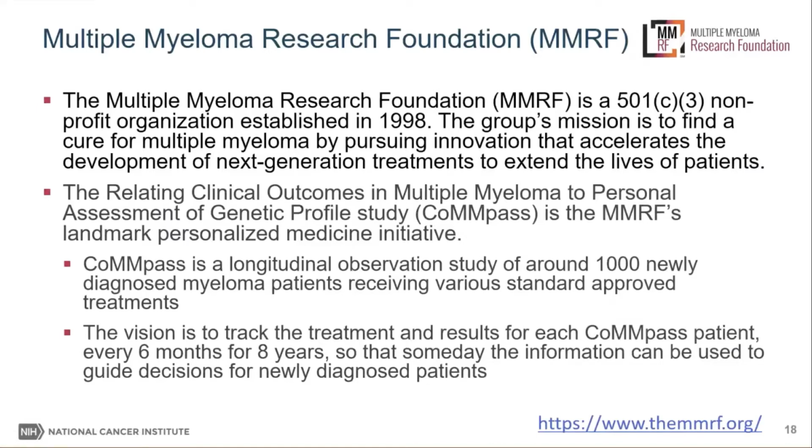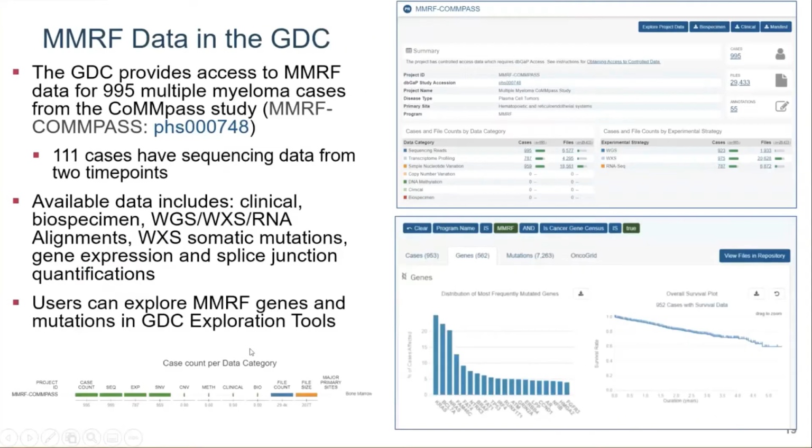One thing to note that's special about this is it is a longitudinal observational study. There's about 1,000 diagnosed myeloma patients that receive standard and approved treatment, and the vision is to track this treatment every 6 months. These patients are followed for over 8 years, and so the longitudinal data is something that is important and is special to the MMRF that we have in the GDC.